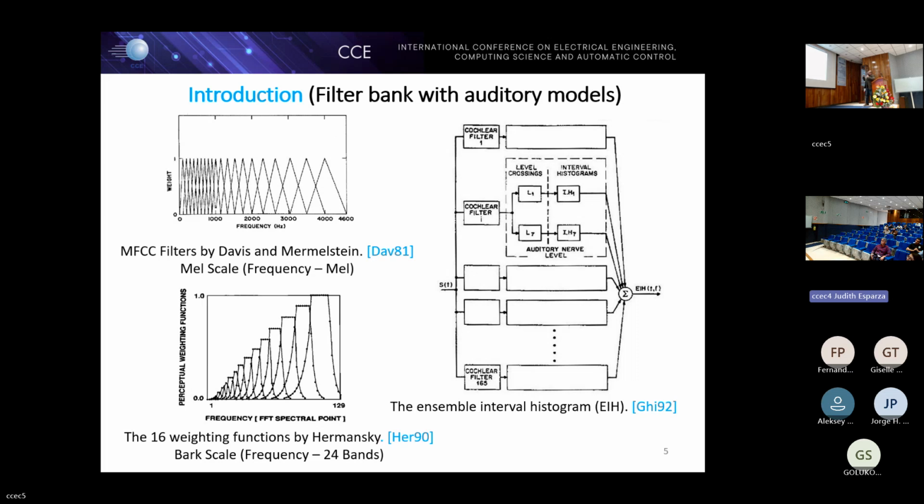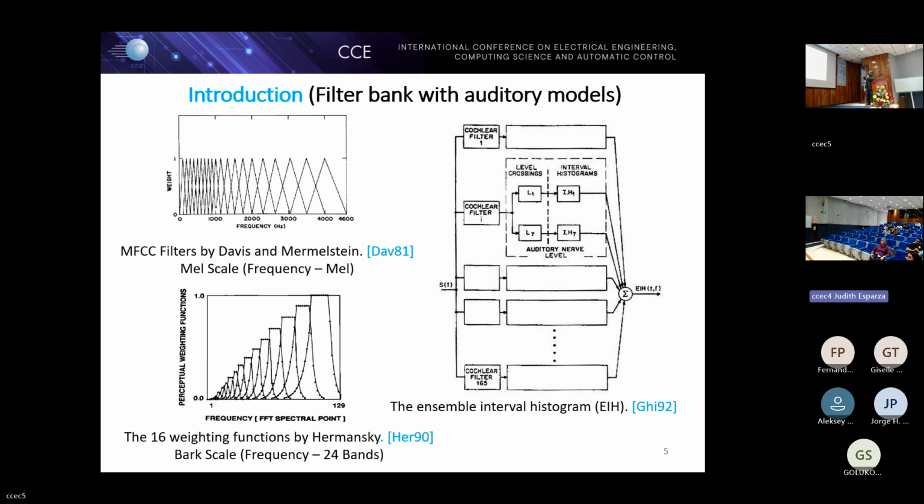Other work that considers this methodology is proposed by Hermansky. Hermansky constructed a filter bank, but the difference from this methodology is that it is based on the Bark scale. The Bark scale corresponds to a frequency and the response of the whole auditory system to the presence of noise and in the sounds of the environment.